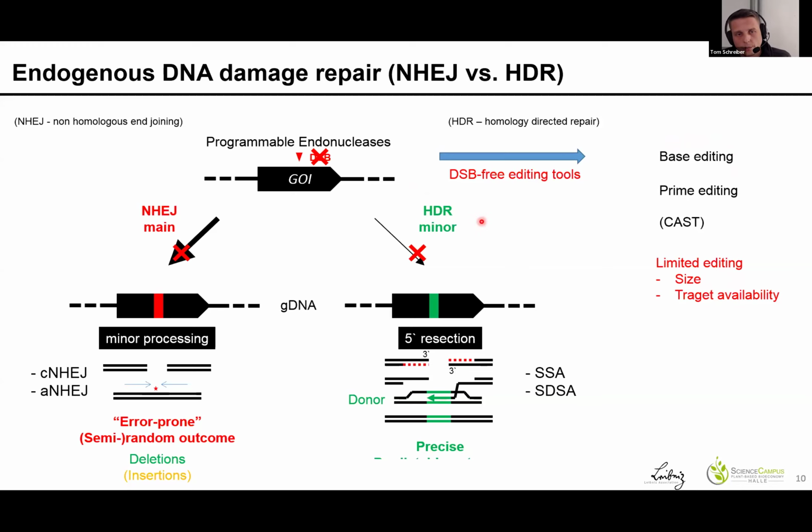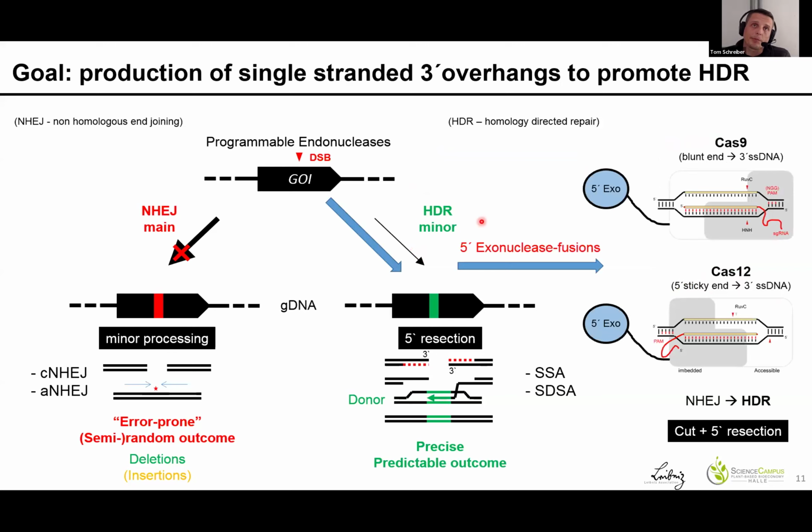So we followed a different approach, and it feels a bit like a step back, because we still want to produce DNA double-strand breaks, but we do not want to create lesions which are substrates for non-homologous end joining. We want to have lesions that have longer 3' single-stranded DNA overhangs, so substrates for homology-directed repair. And in order to do so, we just equipped CRISPR endonucleases, Cas9, which produces blunt ends, or Cas12a, which produces 5' sticky ends, with 5' exonucleases. So we cut and 5' resect.